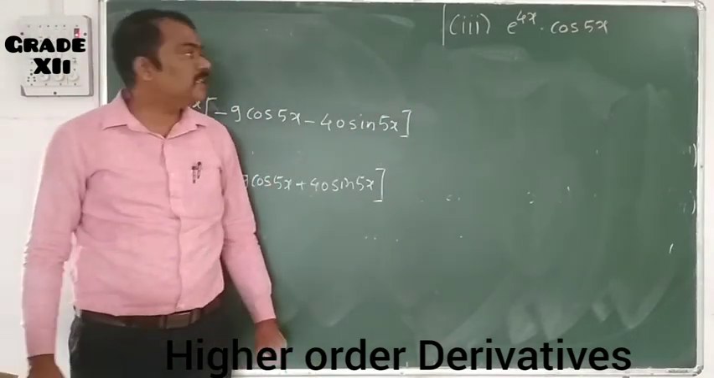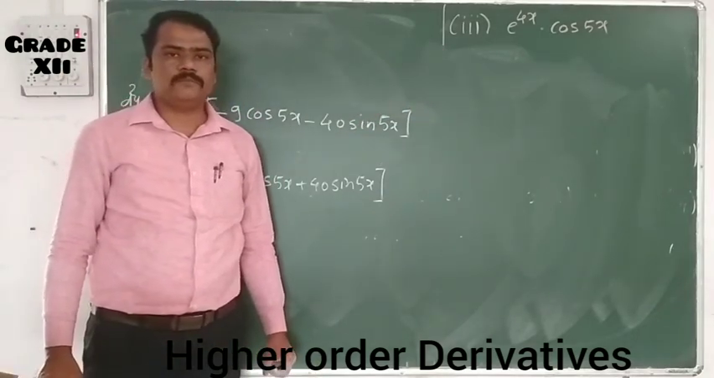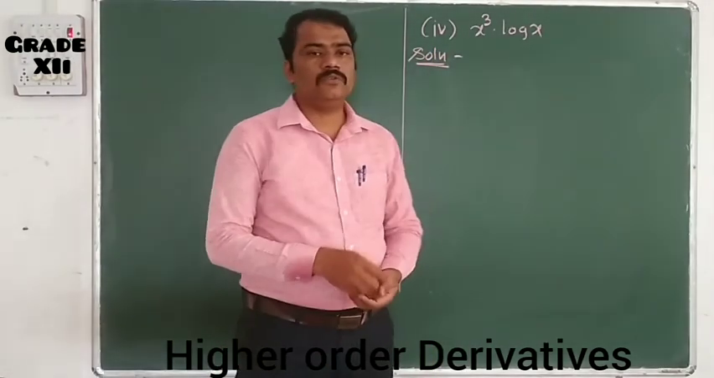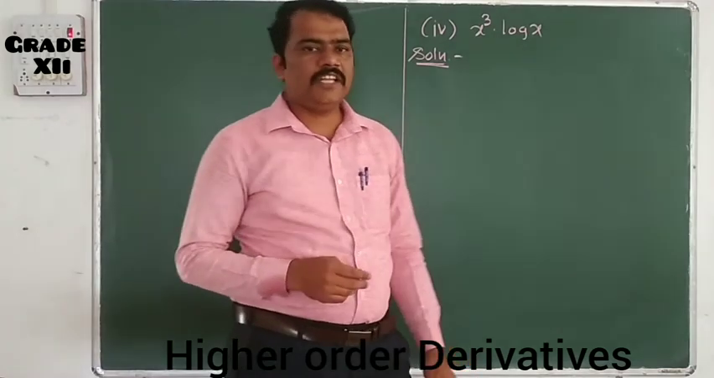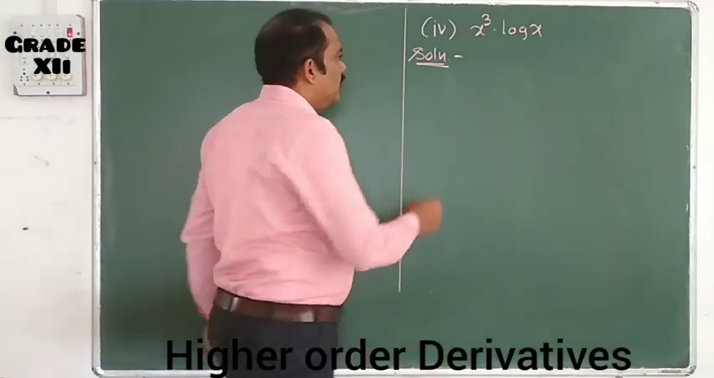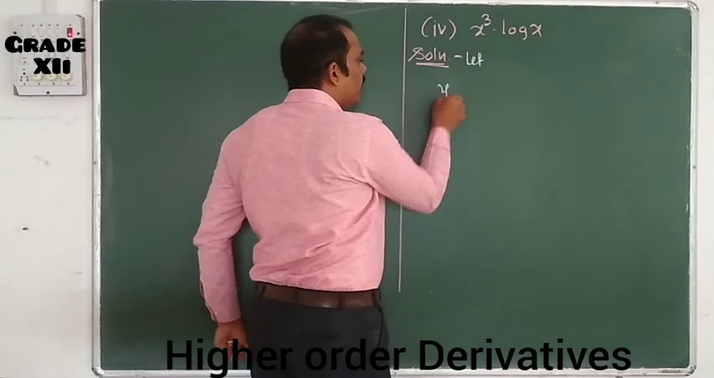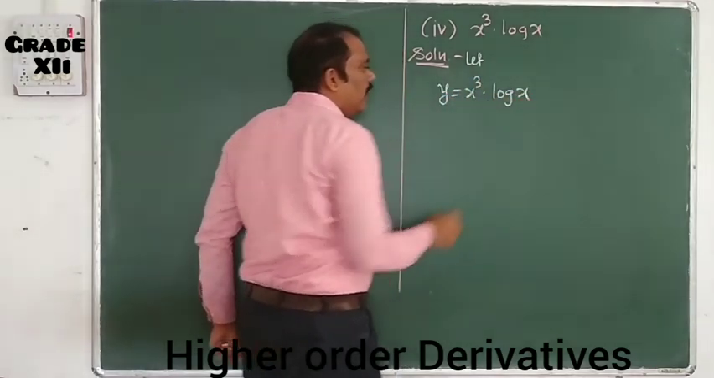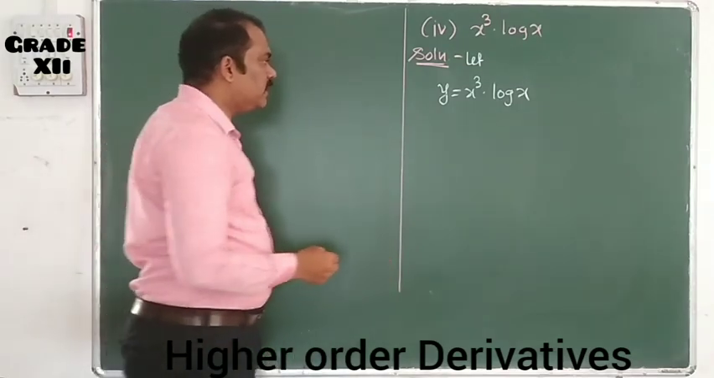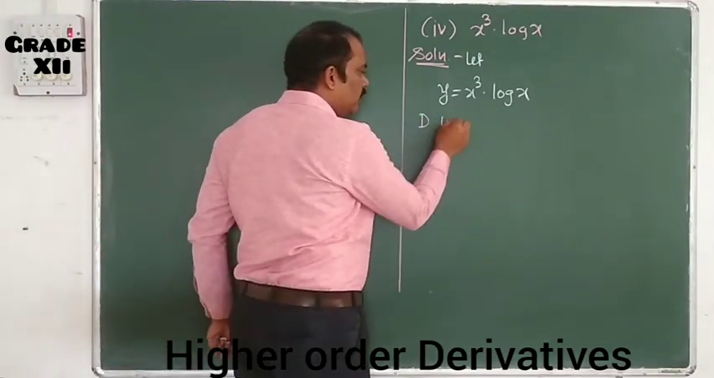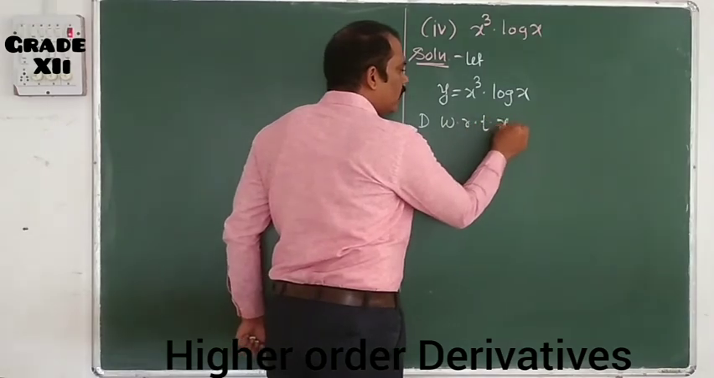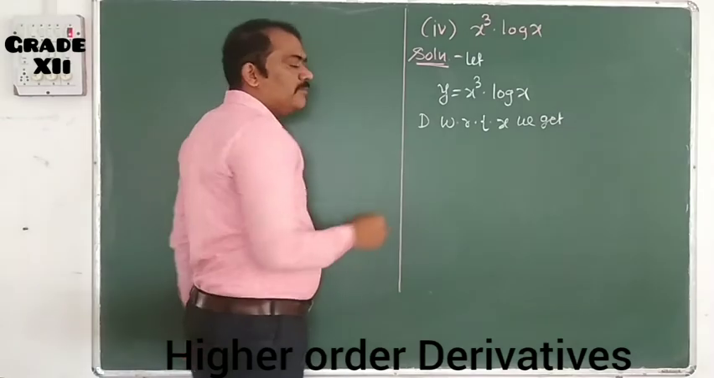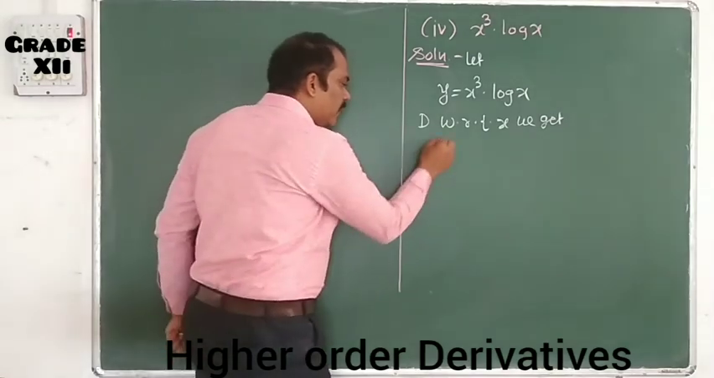After that we have to discuss example number 4. Example number 4 is x cube into log x. We have to find the second order derivative of this given function. Let y is equal to x cube into log of x. We have to differentiate this with respect to x. Differentiation of this y with respect to x is dy by dx.